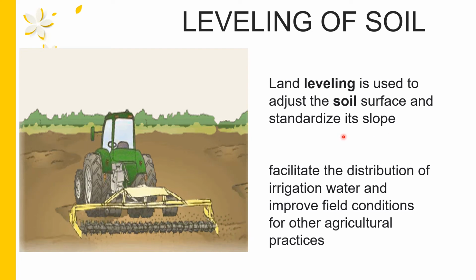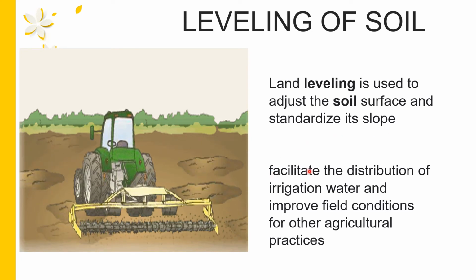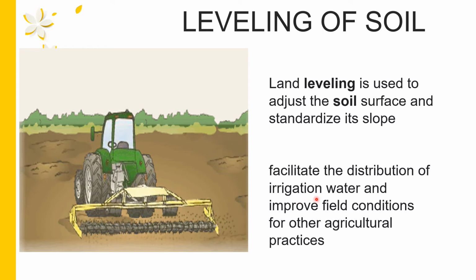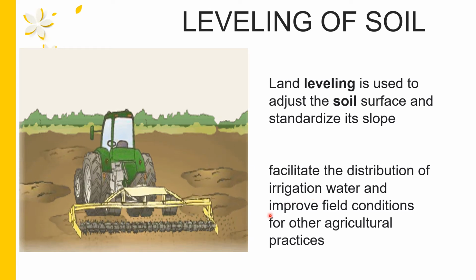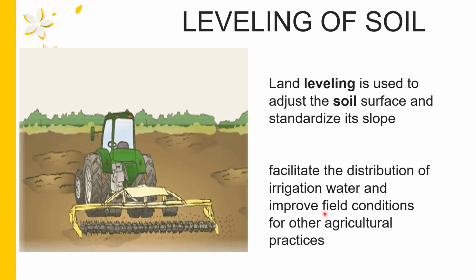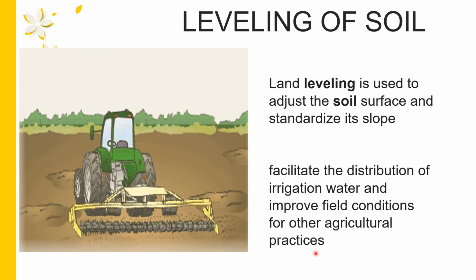And why does it have to be done? Only then will the distribution of water through irrigation be equal, and it will also improve the field condition for several other agricultural practices, like sowing of seed.